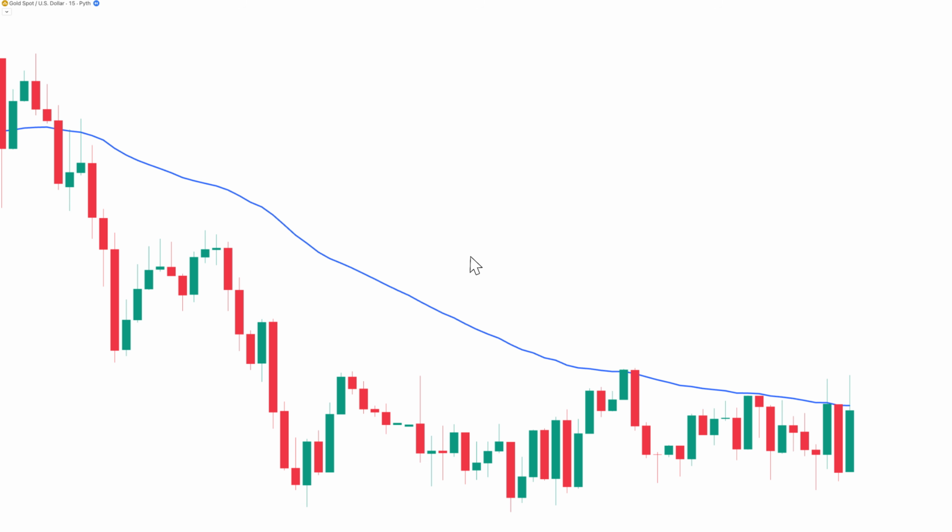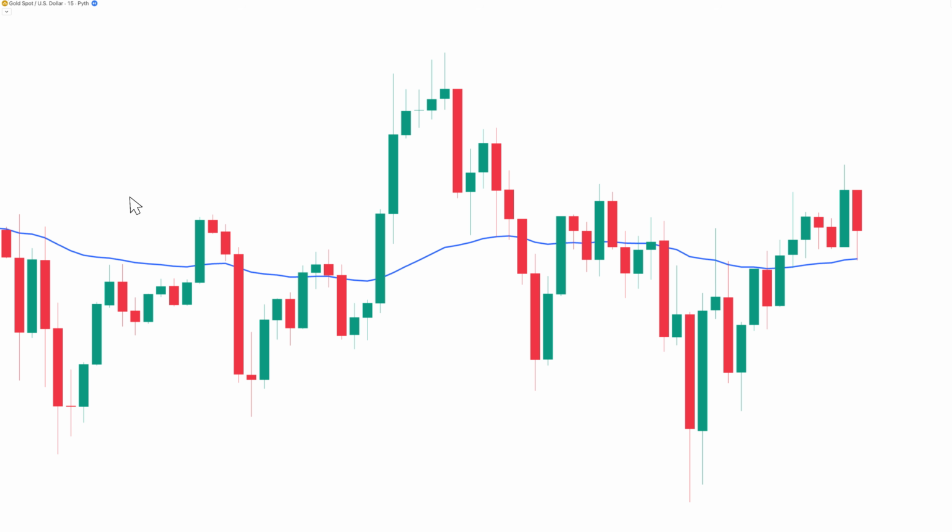Now, if you see price trending below the 50 EMA, that's a bearish market, and you only look for sells. And here's something very important. If price is just chopping around, constantly crossing the 50 EMA up and down with no clear direction, we stay away. No trade. Knowing when not to trade is just as important as knowing when to trade.